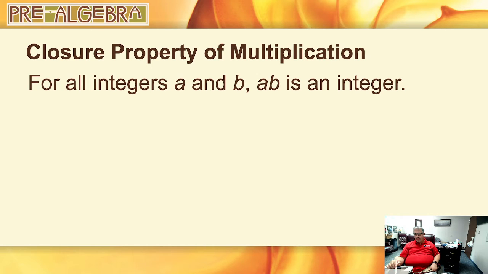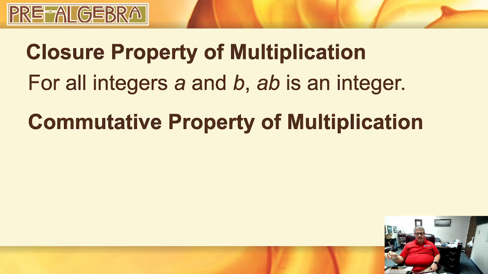So 2 times 2 doesn't give you something with a 0.5 in there. It's not going to happen that way. So anytime I multiply, I'm going to get an integer. I'm not going to get a fractional number or decimal number. All right, so that's the closure property of multiplication.